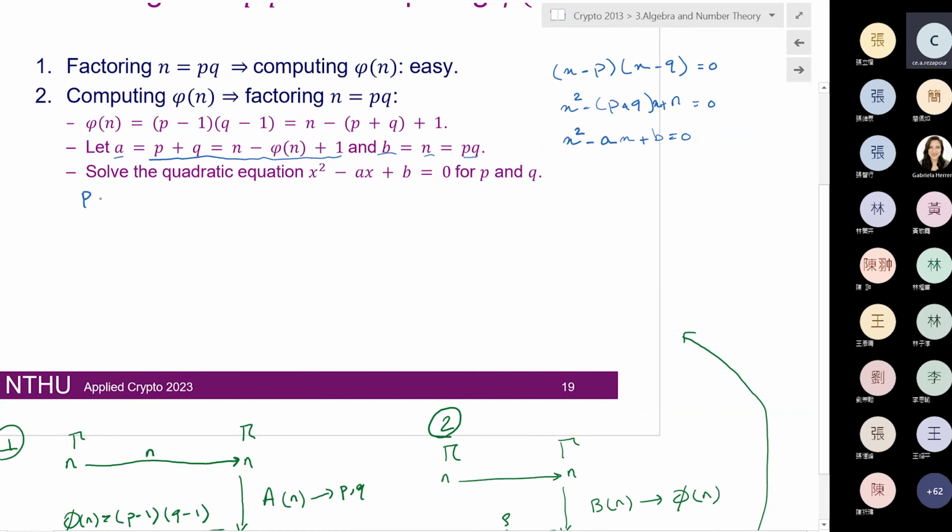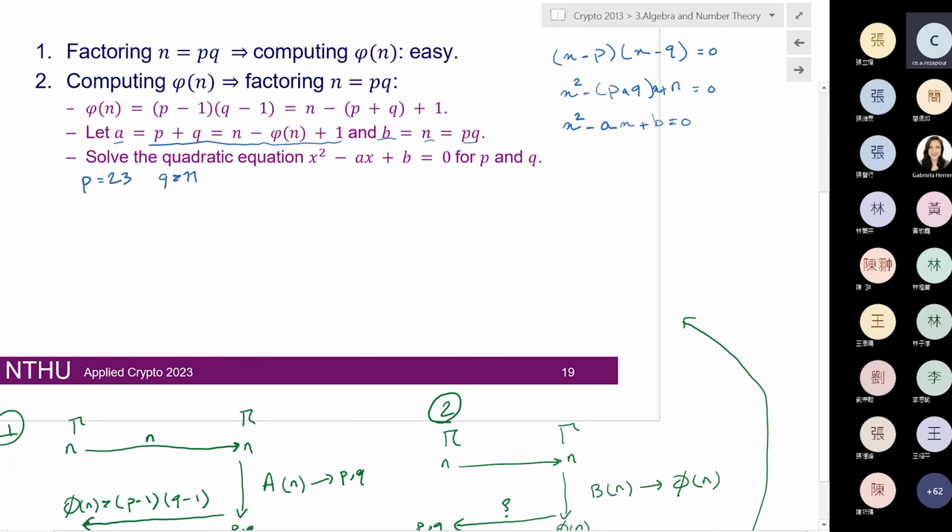I think this is easier. So let's go with the numerical example. Suppose I choose P to be 23, and I set Q to be 11, okay? 23 is a prime, 11 is also prime. You all agree on that. So if somebody computes N, which is 23 times 11, if you do this computation, you would get 253, okay?